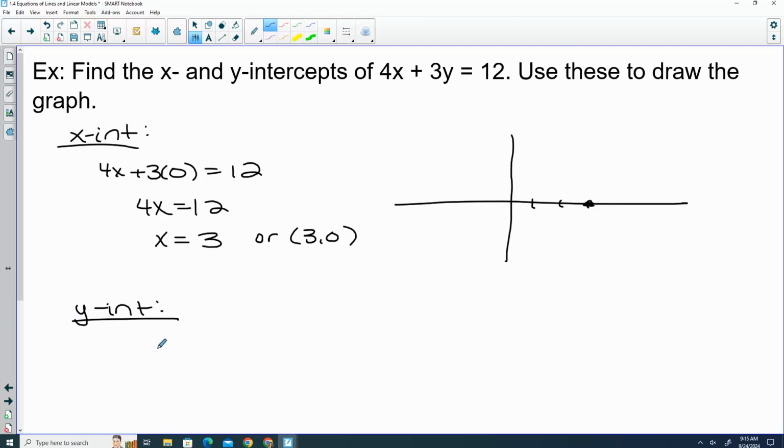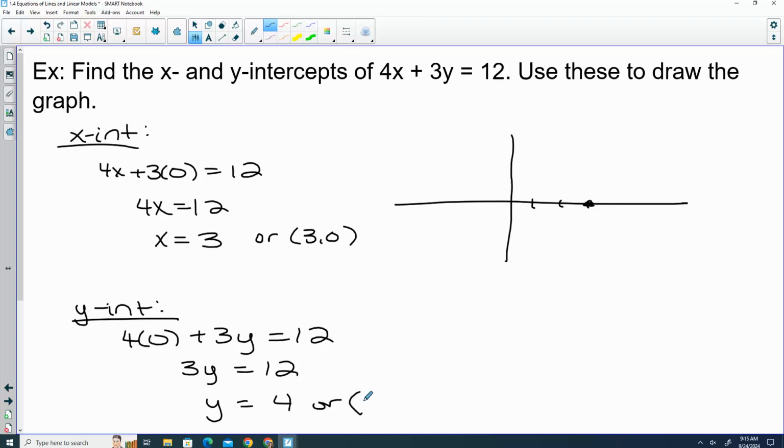Y-intercept is where we hit the y-axis. If we are on the y-axis, then what is true? X equals 0. So if we divide, we get y to be 4. What is that ordered pair? And then you have 2 points, so you can try your way.